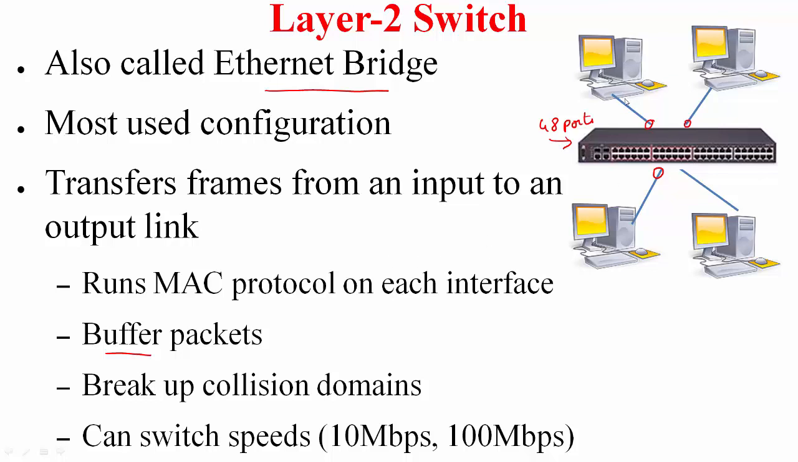Switches can switch speeds also. For example, if this is being connected through a 10 Mbps link, you can potentially switch the speed to 100 Mbps. This is possible because it buffers the packet and then again transmits the packet on this other link using the media access control protocol corresponding to that link.